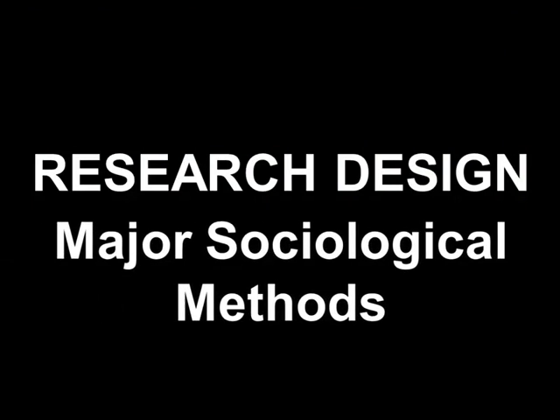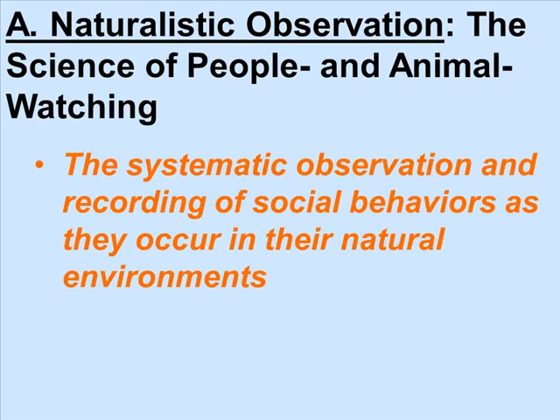Next, we are going to talk about major sociological methods. A. Naturalistic observation. It's a systematic observation and recording of social behaviors as they occur in their natural environment. So the major advantage of this method is that it allows us to watch people behave naturally, since they don't feel like they're being studied. My social work internships, which lasted about a month, where I had to watch and record everything that was happening within the agency, were perfect examples of naturalistic observation.